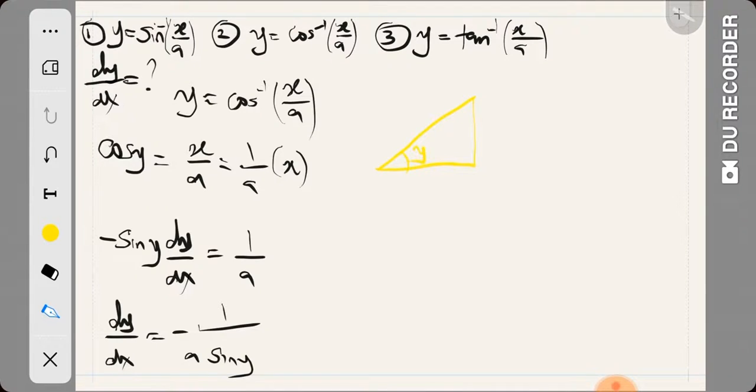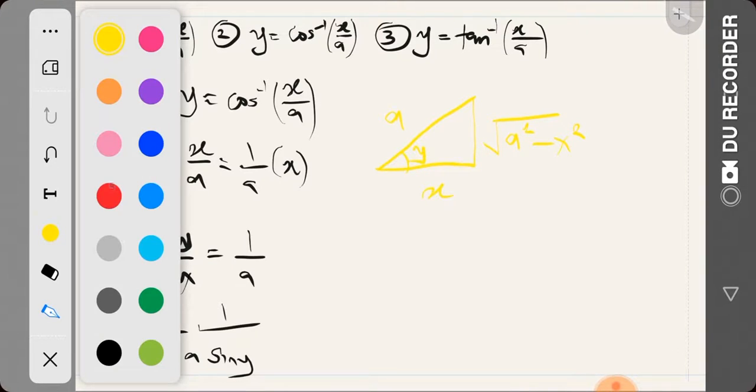So we have y here, then we have cosine of y. Of course, since it is cosine, it is adjacent over hypotenuse. So adjacent is x, hypotenuse is a. And we can calculate this side using Pythagoras theorem, which is the square root of a squared minus x squared.